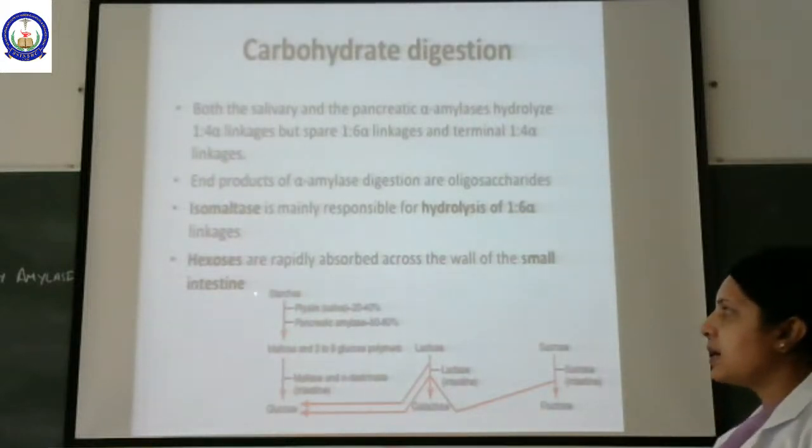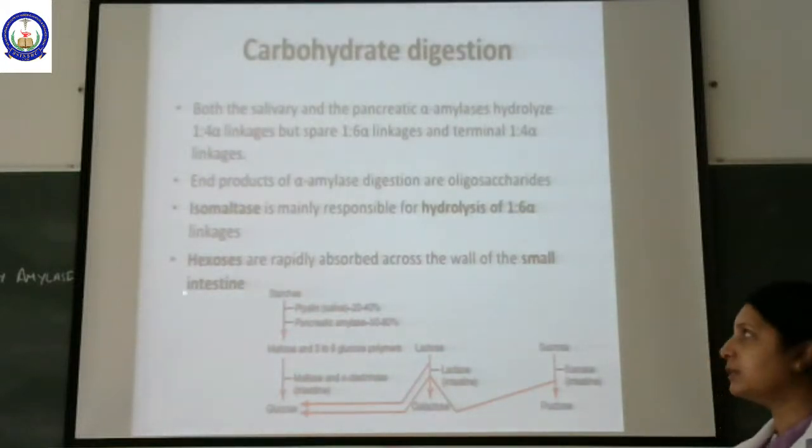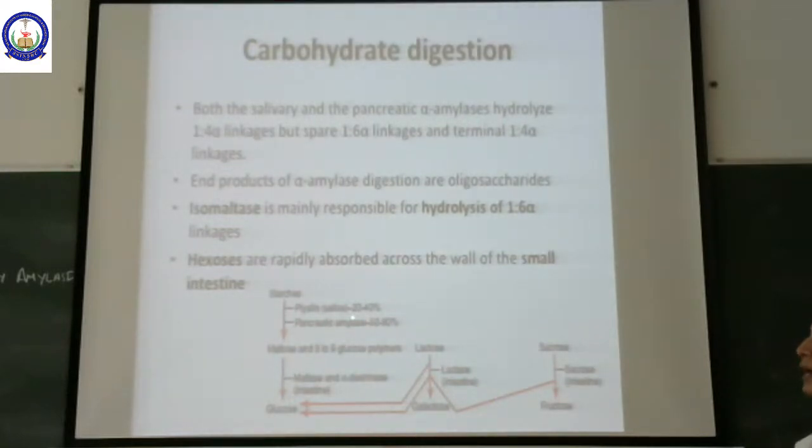Okay, so now the starch has been acted upon by the salivary amylase and it will be broken down into oligosaccharides. Okay, and this is nothing but maltose with 3 to 9 glucose polymers, and finally this will be acted upon by the enzyme maltase. Finally it will be broken down into glucose, and this glucose will be absorbed very easily in the brush border of the intestinal mucosa.